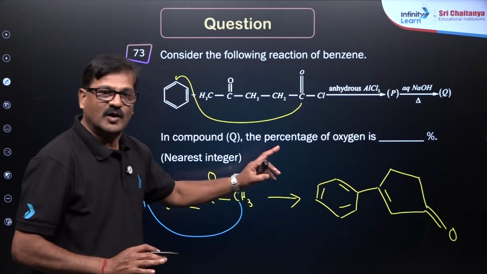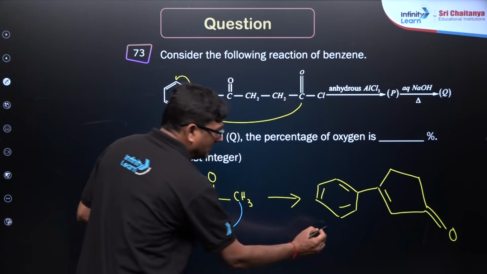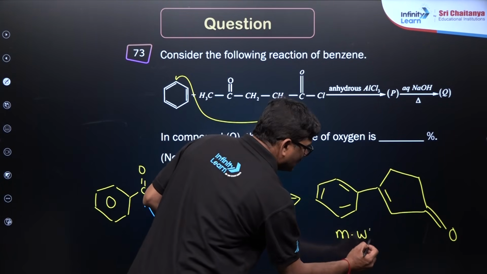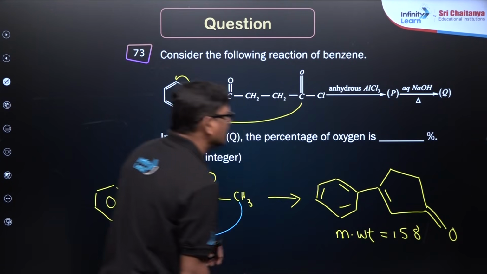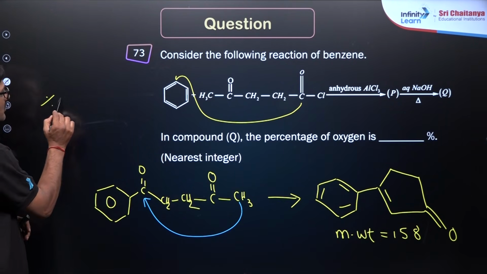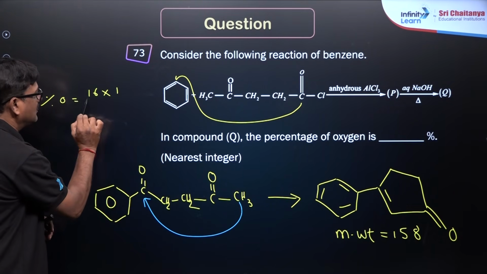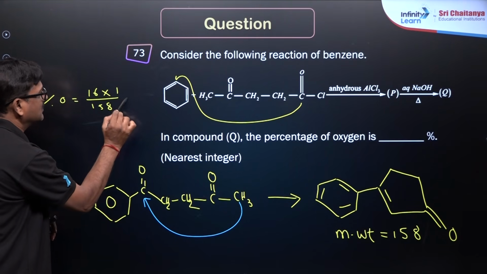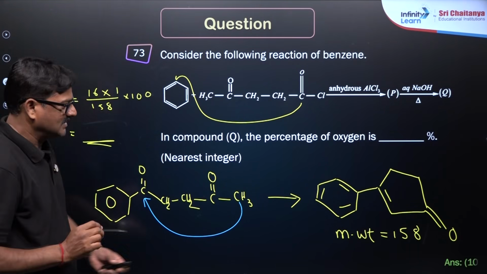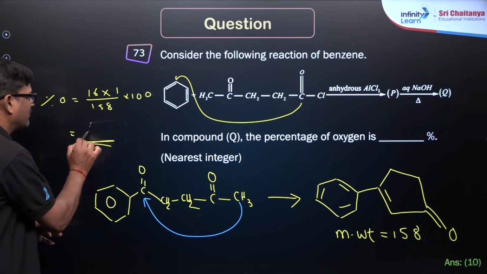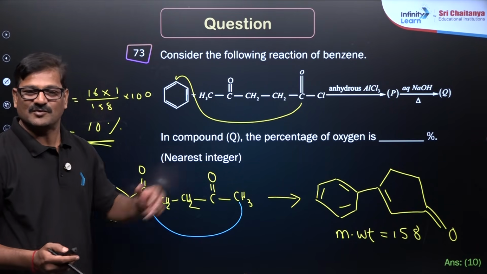And the molecular formula, and the molecular mass is going to be 158. So the percentage of oxygen for this compound is going to be 16 into 100 divided by 158. Only one oxygen is there, no? That gives you the appropriate answer, which is just 10%. You are going to see the answer for this question is 10.